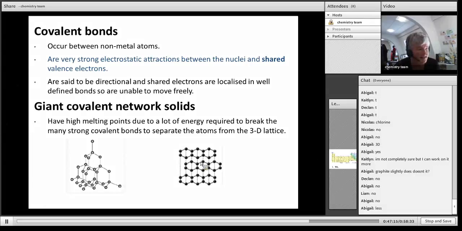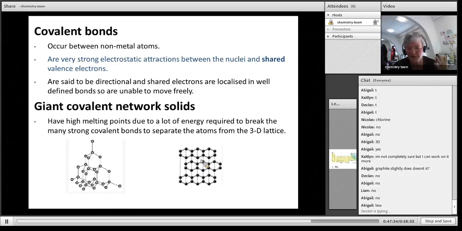Less. Now it's actually 3, and I know it looks as though that one's only bonded to 2 and this one's only bonded to 2, but that's because we've stopped the structure there. Okay, but each is bonded to 3. So what happens to the 4th electron? Because carbon has got a valency of 4, it's got 4 valence electrons. Where's the 4th one gone?